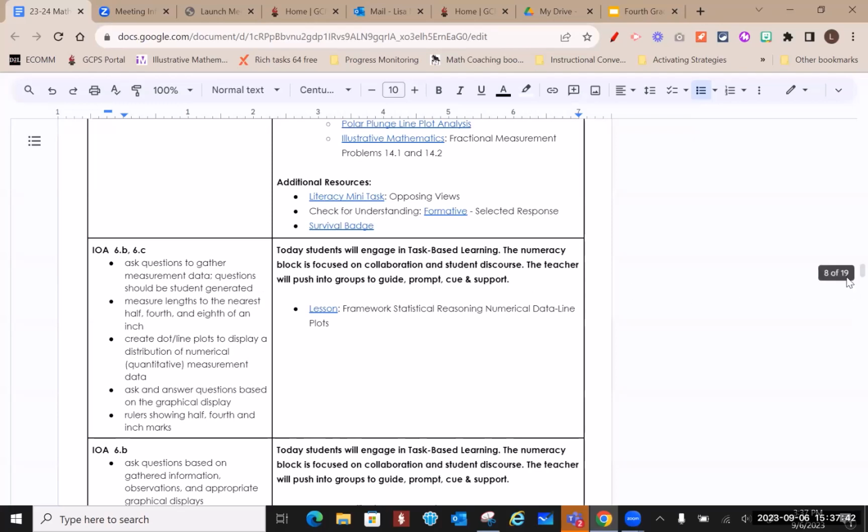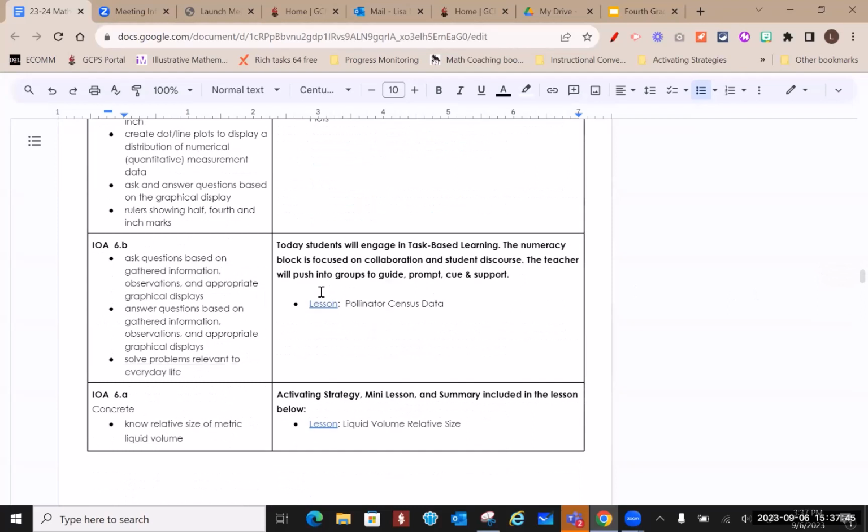And right after this task-based day, there's another task-based day suggested. This is only IOA 6B, where students are going to be engaged in solving problems relevant to everyday life as they explore data collected by the University of Georgia to show the effects of pollinators on our ecosystem. In this task-based lesson, the students will create appropriate displays to display data. So we're not telling them what kinds of ways to display. They will determine that on their own. And they're going to ask questions and answer questions based on the gathered information.